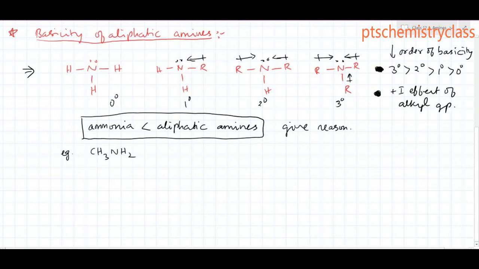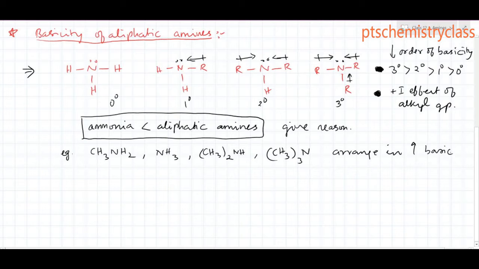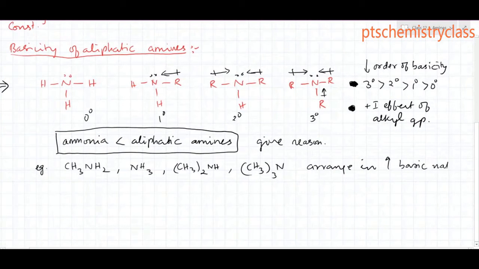Methylamine, ammonia, dimethylamine and trimethylamine: arrange in increasing basic character. Arrange in increasing basic nature. Okay. So ammonia is the least one. So ammonia will be the first, the least, followed by the others.